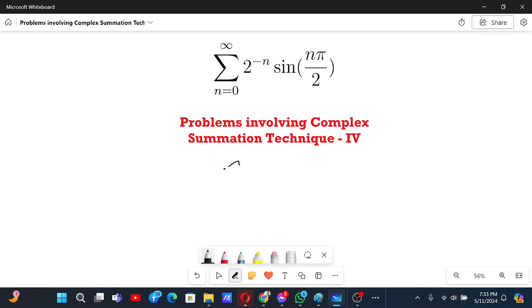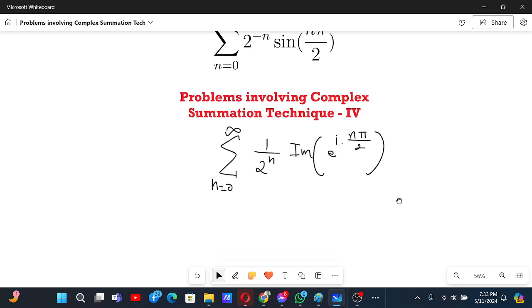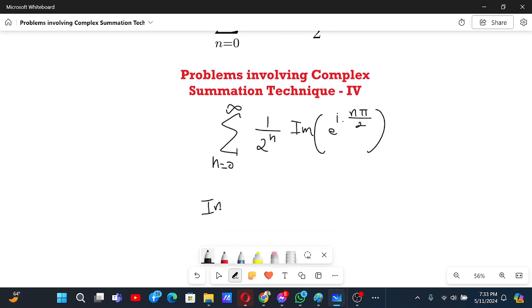Now let's begin. So sum from n equals 0 to infinity of 1 by 2 to the power n, and now this is just the imaginary part of e to the power i pi by 2. Now take this inside, and also use the linearity so that we have the imaginary part of the sum from n equals 0 to infinity of e to the power i pi by 2, by 2 to the power n.